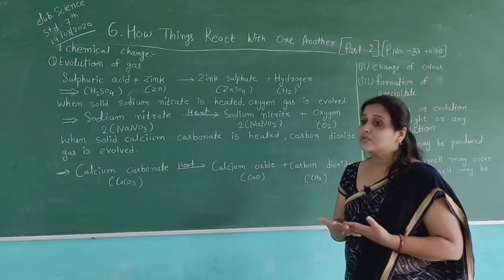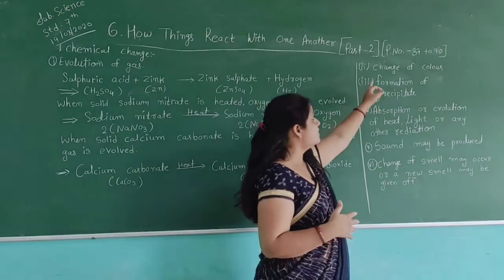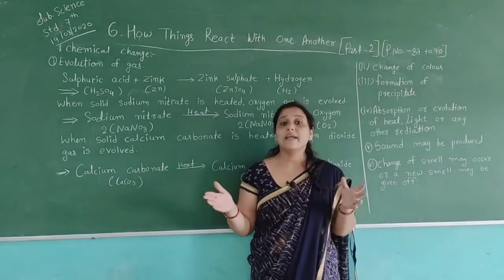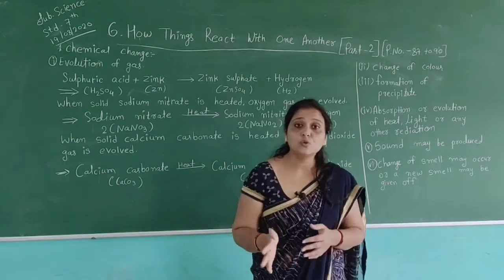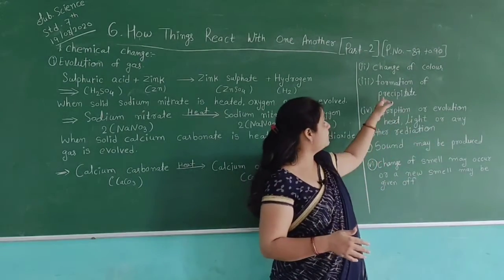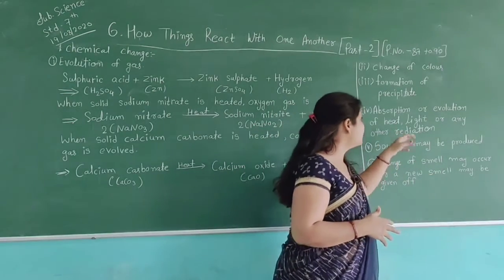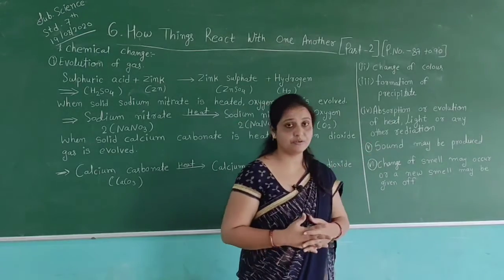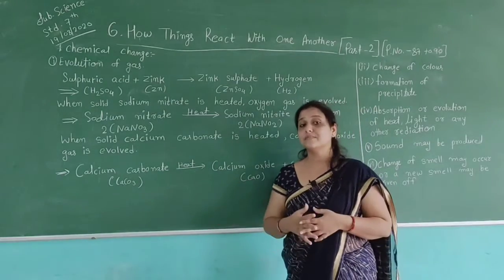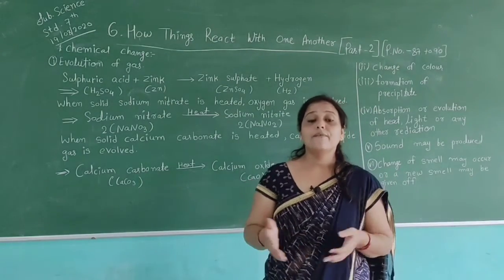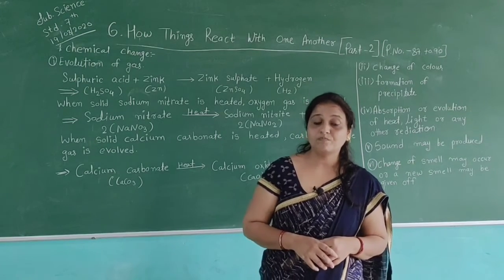Then we have some other examples of chemical change in our textbooks. I have written here change of color. When we add some chemical substances, they form new substances and also change their color. Then absorption or evolution of heat, light, or any other radiation. Then number 4, sound may be produced. When we add some chemical substances, they also create a sound.